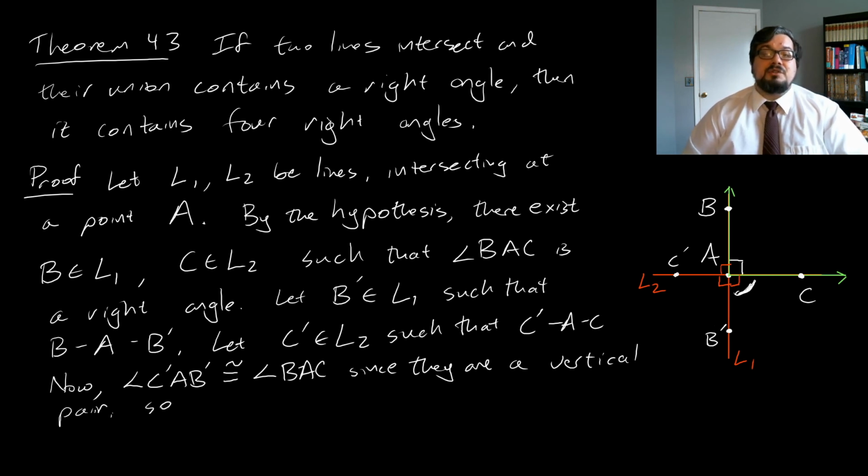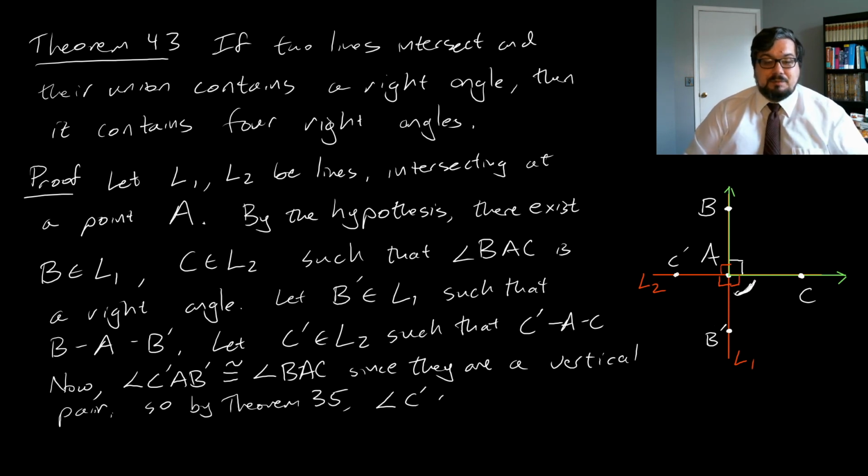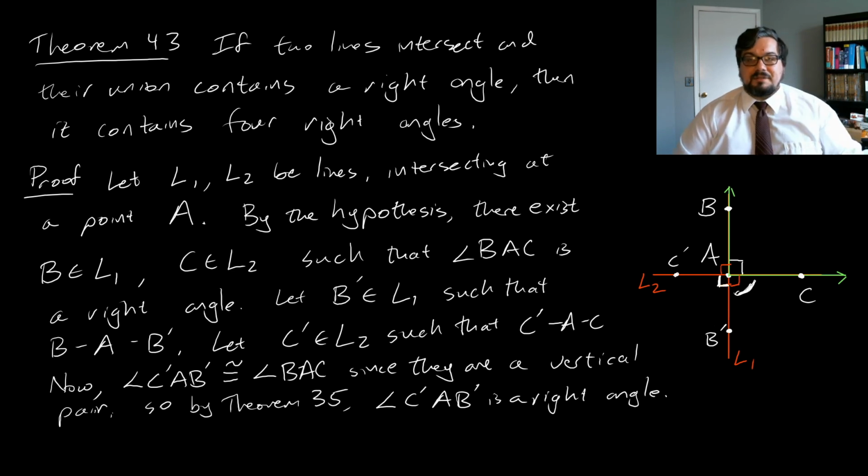So we also know by Theorem 35 that any angle congruent to a right angle is a right angle. So by Theorem 35, angle C prime AB prime is a right angle. Okay, so that gives us one of them.